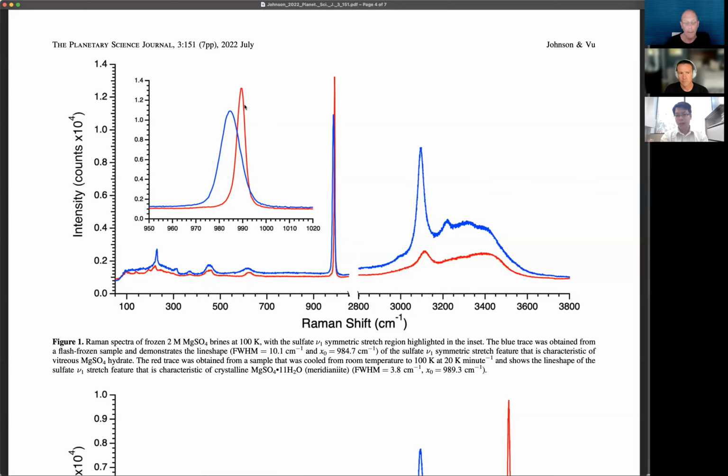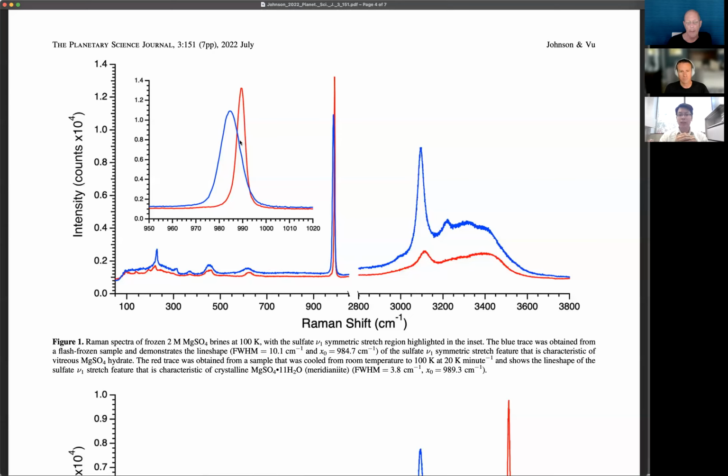But in this instance, you can clearly see the peak that you're looking at in the inset at 985-ish. That's the symmetric stretch of sulfate. In the blue trace, it's relatively broad. The full width half max of that is about 10 wave numbers, and in the red one it's about 4 wave numbers, and it's slightly shifted to the right. In this case it's like 990.